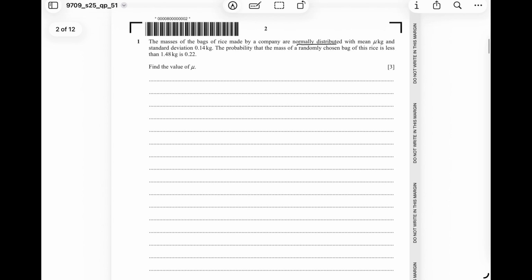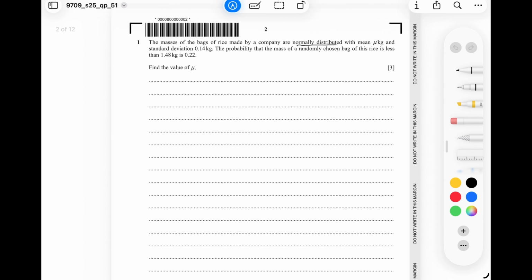Okay, so the first question. The first question says that masses of bags of rice are normally distributed. So this is a normal distribution question. We don't have the mean, we have the standard deviation, and the probability that the mass of a randomly chosen bag is less than this is this. Okay, so we're just trying to find mu basically. So let's write all the info we know.